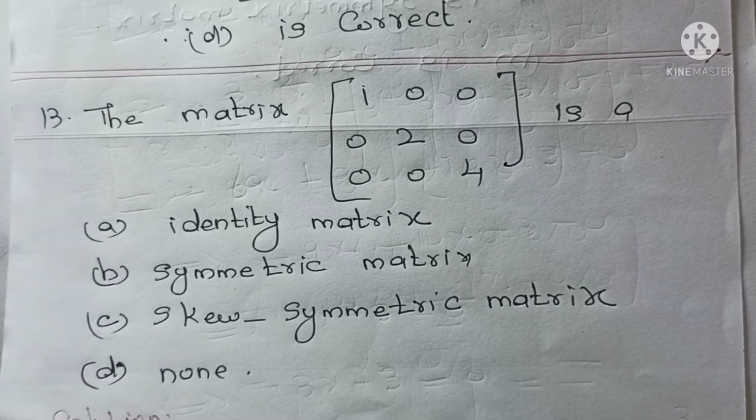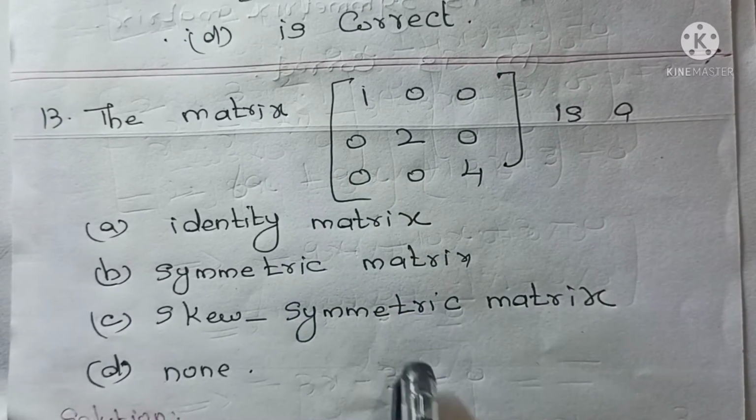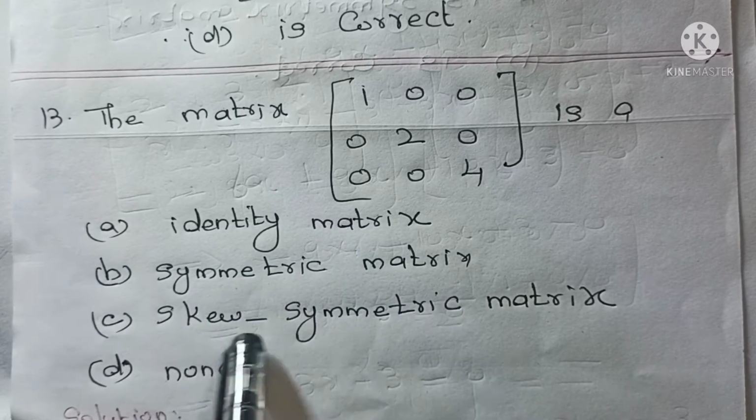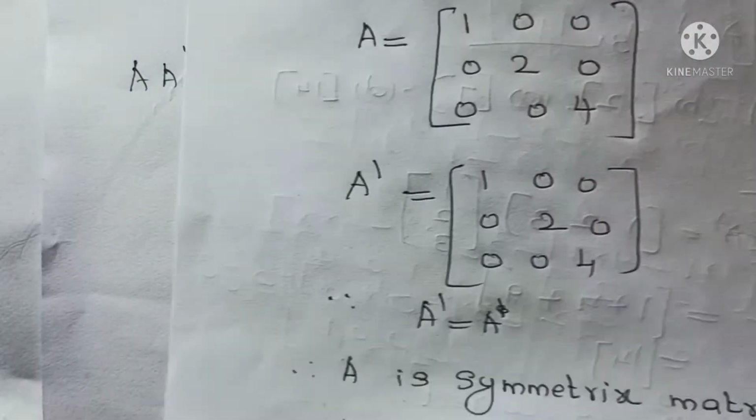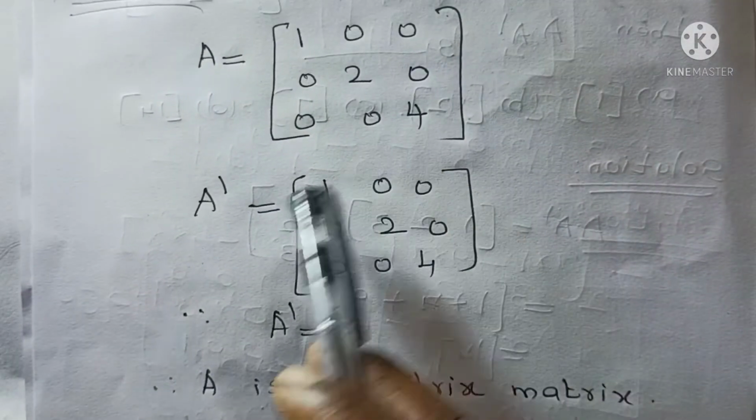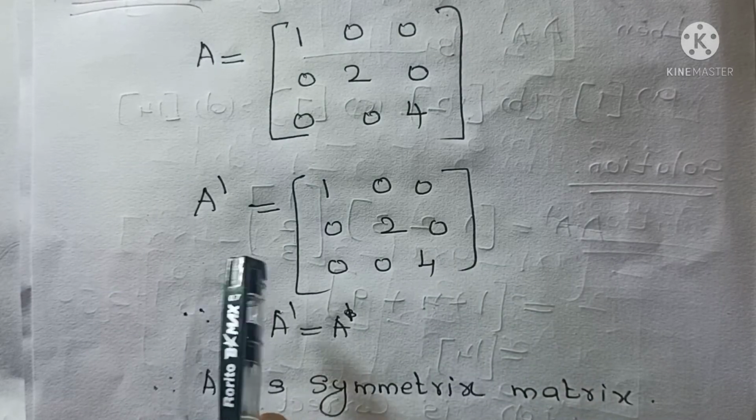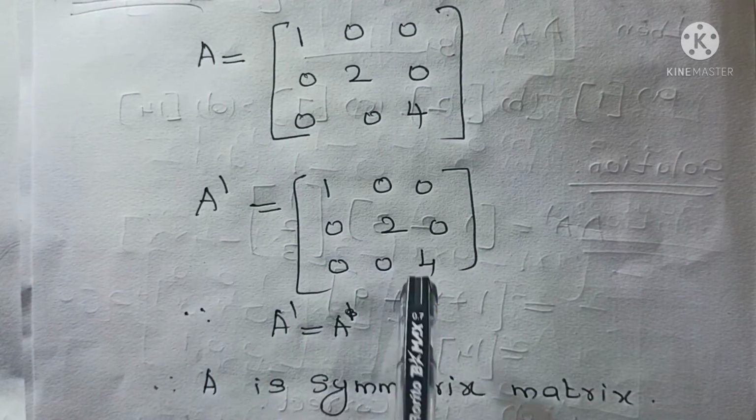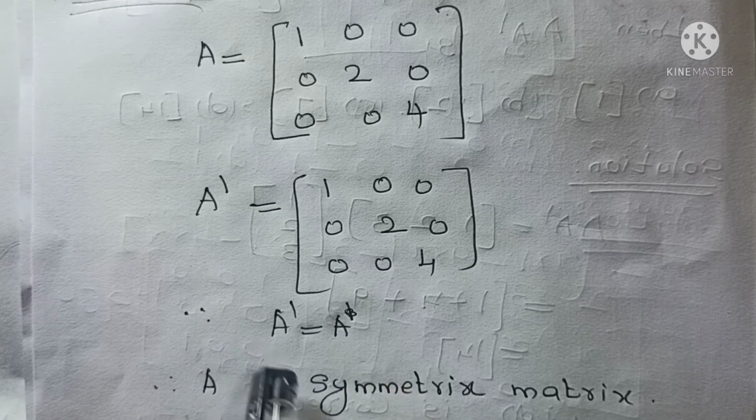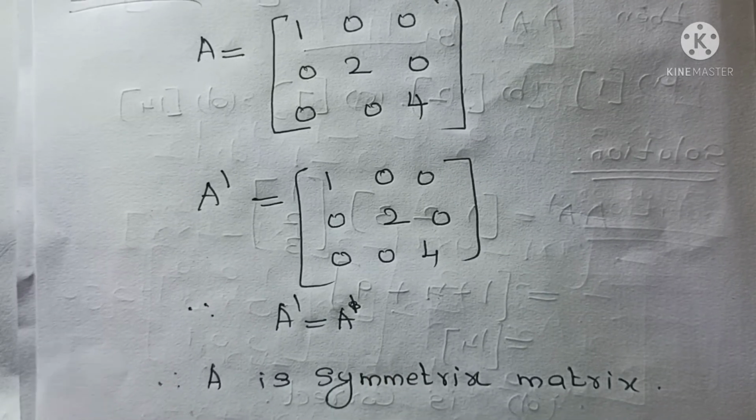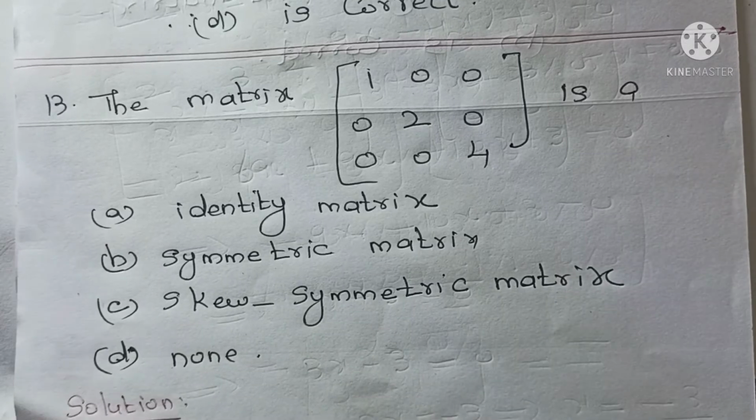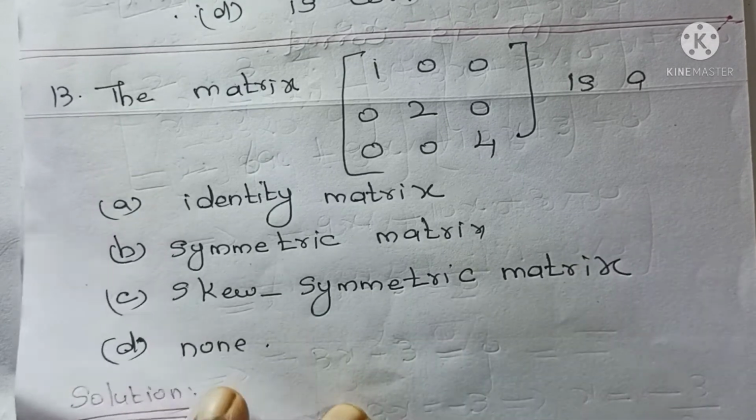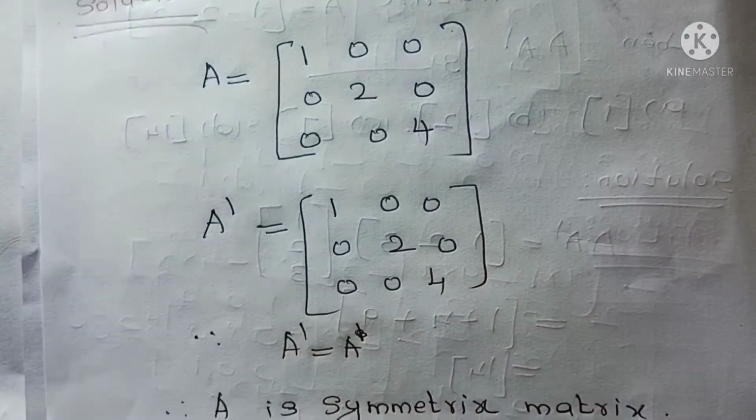Next move on to 13th question. The matrix, this one is a dash matrix, identity matrix, symmetric matrix, skew-symmetric matrix, none. So, we have to take first A dash. This is A, then this is A dash. So, you can see A is equal to A dash or A dash is equal to A. A dash is equal to A means A is symmetric matrix. So, option B is correct. So, this is the question. And this is the answer.